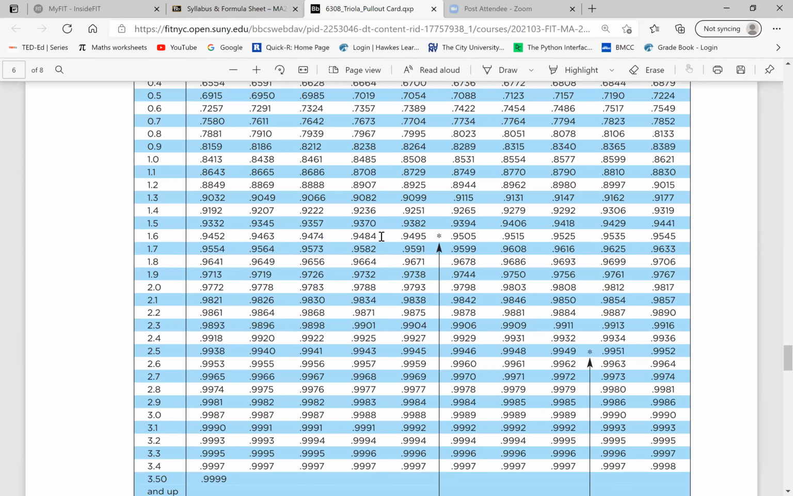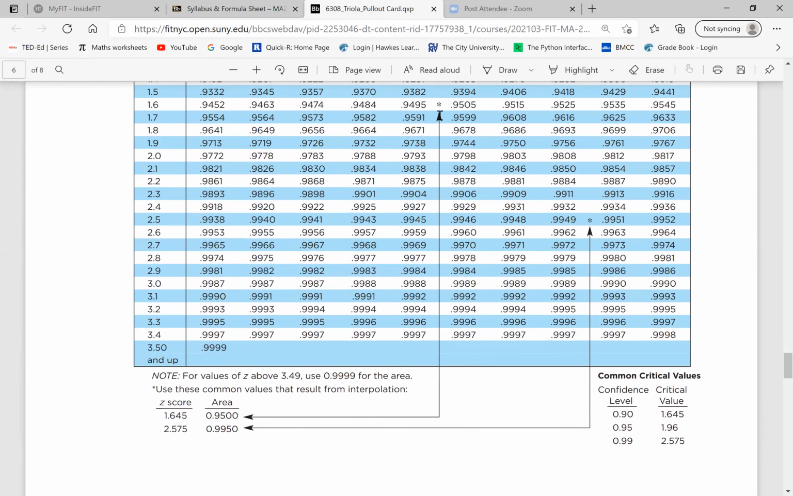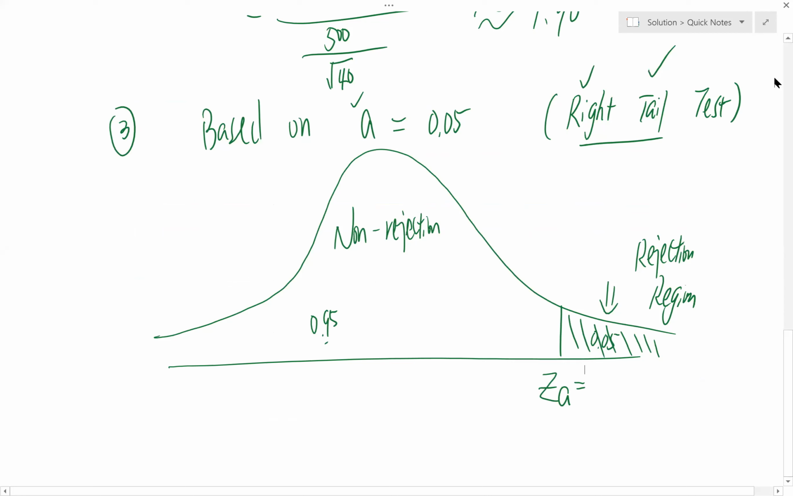So 0.95 is right in the middle of 0.9495 and 0.9505. If you follow the direction arrows, go down all the way to the bottom, you will see that the z-score is 1.645. Okay. So we found the critical z-score. Going back here, this is 1.645. This is the critical z-score, separating the non-rejection region from the rejection region.